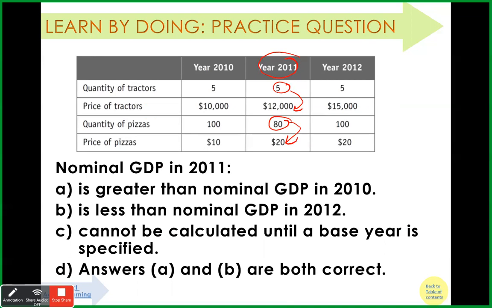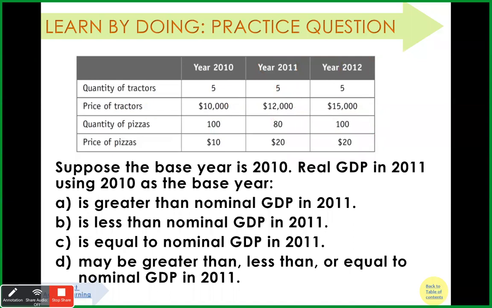However, this asks you to compare to others. Say, for example, 2012, you use the same things. 2010 is the same thing. This is how you calculate nominal and you compare. Okay, so the correct answer is D. I leave the actual calculation for you, but here I just explain how you calculate.